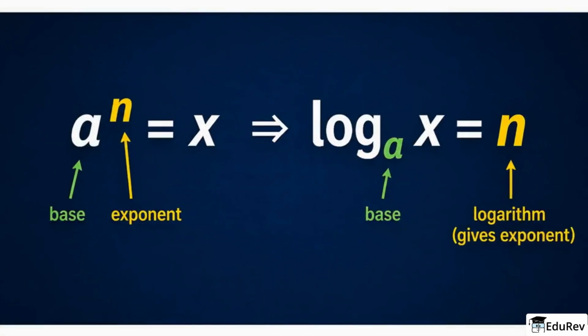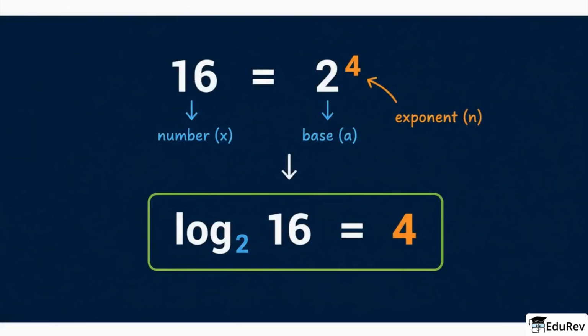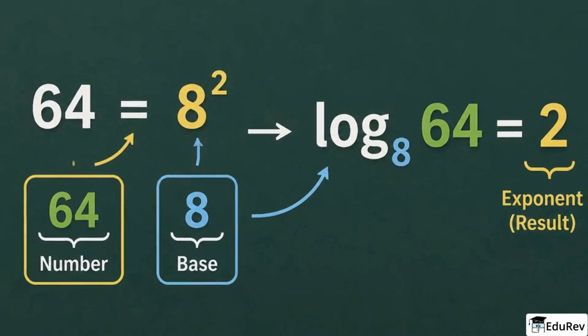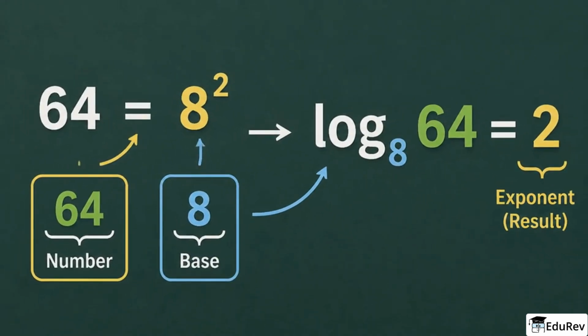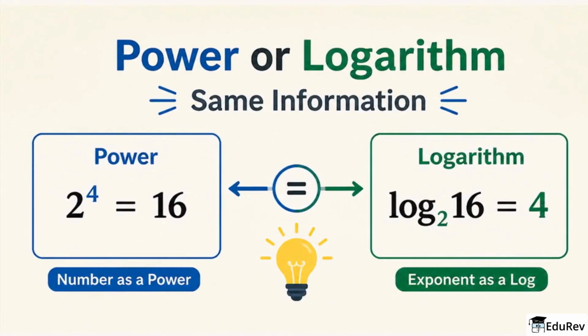If x equals a raised to the power n, then log base a of x equals n. So the logarithm gives the exponent. For example, since 16 equals 2 to the power 4, log base 2 of 16 equals 4. Or since 64 equals 8 squared, log base 8 of 64 equals 2. So writing a power or writing its logarithm are equivalent ways to tell the same fact.